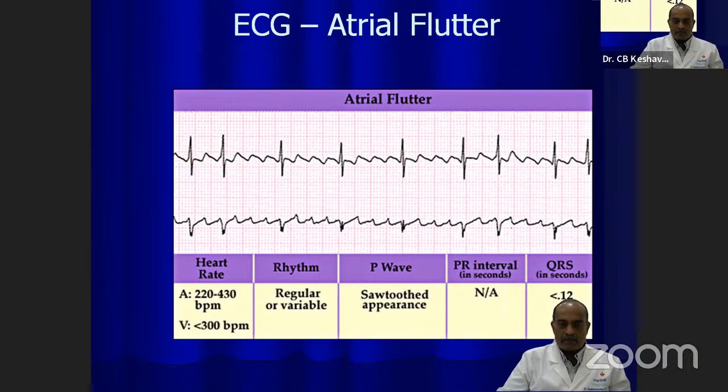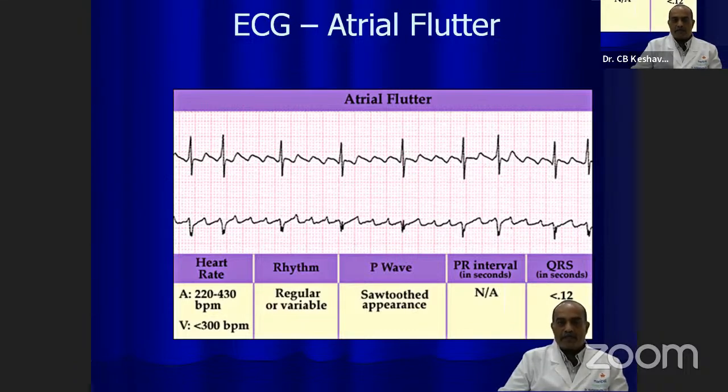The rhythm is variable. If you have a fixed block like a 3:1 or a 4:1, and if the block becomes fixed, then RR can become relatively regular. So you cannot measure the PR interval because the QRS complexes are not related to the preceding P wave. QRS is usually normal and narrow, and this is how you recognize atrial flutter. The most characteristic feature of flutter is the sawtooth appearance of the P waves.